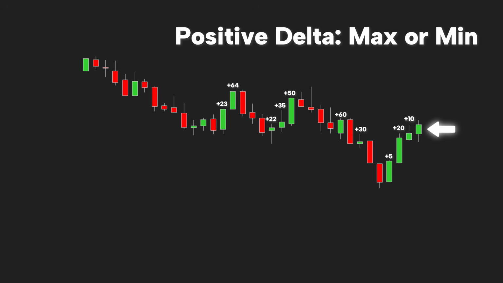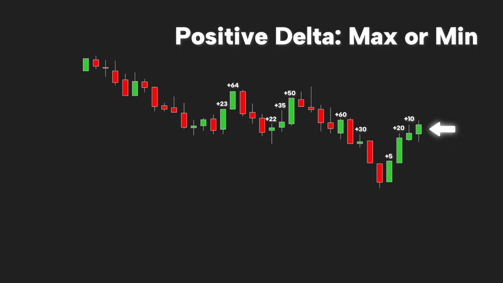For positive delta, the way extremes are calculated works a little differently. When the indicator checks whether the current candle has the highest or lowest positive delta within a cycle, it does not compare it with the 10 adjacent candles.